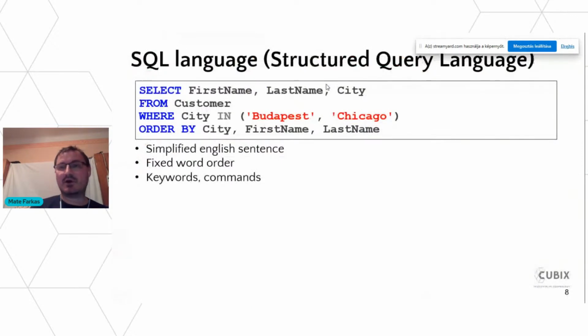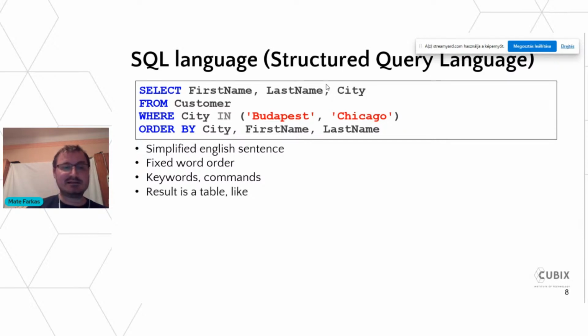There are keywords and comments. So here you can see some keywords are highlighted by blue. That are the built-in fixed keywords of the SQL language. And you cannot use these words as object names like columns or tables.